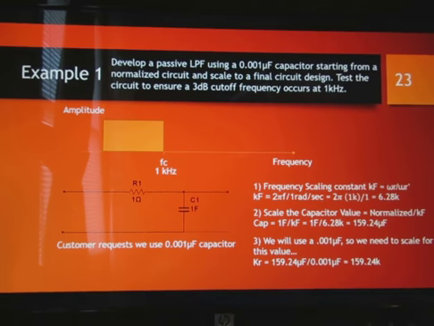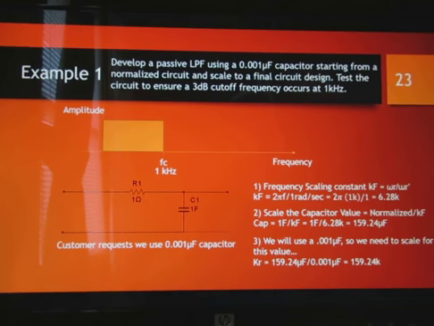And I have 3 things we're going to do here. The first thing is to find the frequency scaling constant. I do that by taking 2 pi f, and this is our cutoff frequency we're going to use, 1k. So 2 pi times 1k, that's the angular velocity, and we're divided by 1, and that's just our scale value that we're starting with.